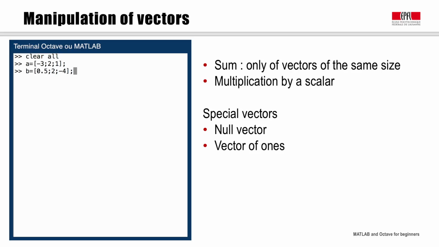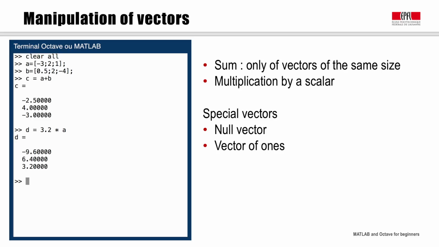Okay, so now I can do C equal A plus B, and I get a vector which has the same size as A and B, of which entries are the sum of the entries of A and B. I can also multiply by a scalar. So if I say D is equal to 3.2 times A, then each entry of A is multiplied by 3.2, and I get a vector of the same size as A. So it's a column vector with 3 entries.